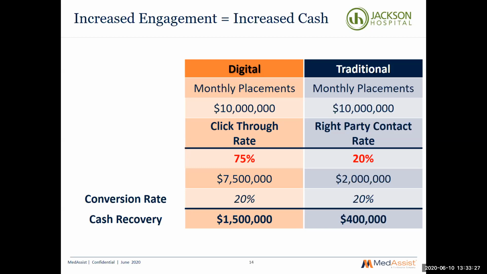Now let's look at the digital side of the ledger. Same $10 million, but now a 75% click-through rate. With a 20% conversion rate, that's $1.5 million. That's 3.5x. So, we can dispute or debate the conversion rates. That's all good and dandy. Probably good arguments on both sides of that conversation, but we cannot argue with the right party contact rate. 75% versus 20% is the real key here that we need to focus in on.